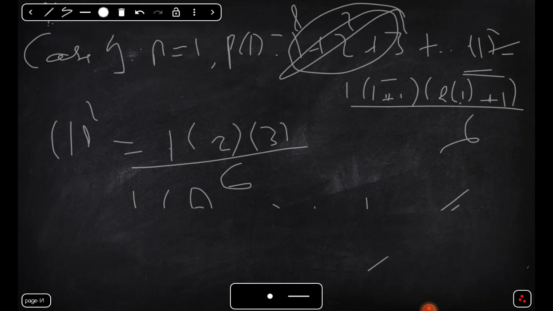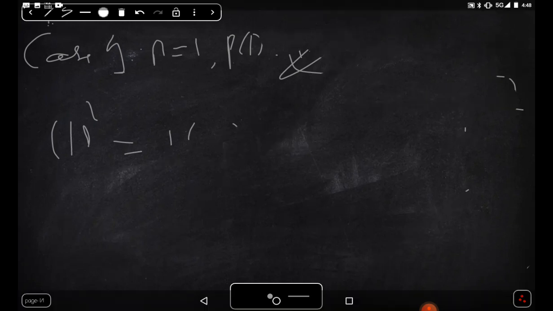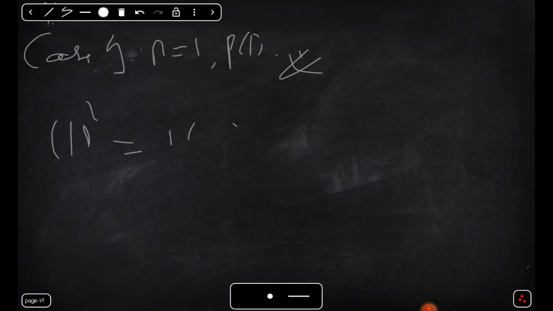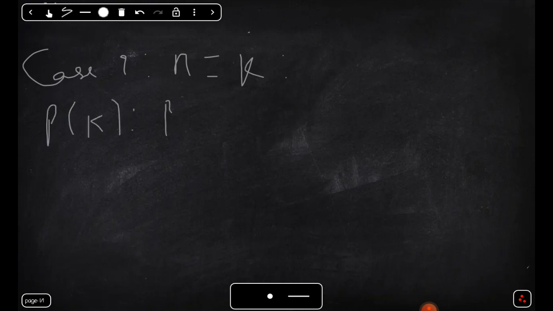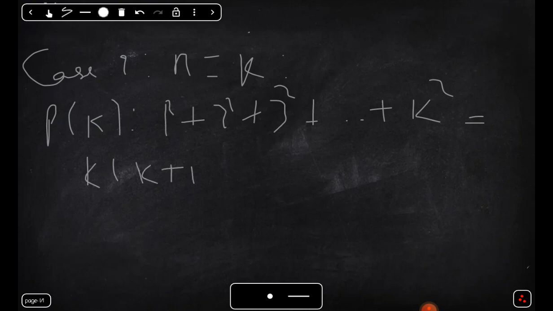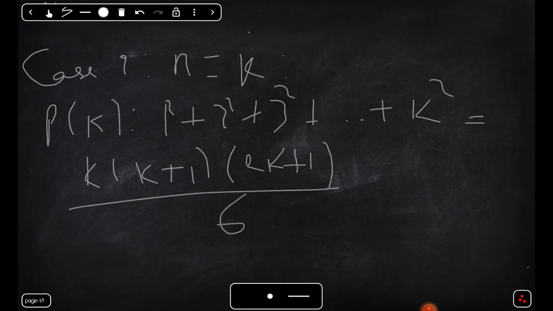Now let's go to the second step, which is the inductive hypothesis step. For the inductive hypothesis step, that is case 2, when n is equal to k. And I said this is pretty easy. Just replace it. 1 squared plus 2 squared plus 3 squared plus ... plus n squared. Here we have now k squared is equal to, n here becomes k, the other n is k plus 1 now, so this is 2k plus 1 over 6. And you are done with case 2, that is the inductive hypothesis step.